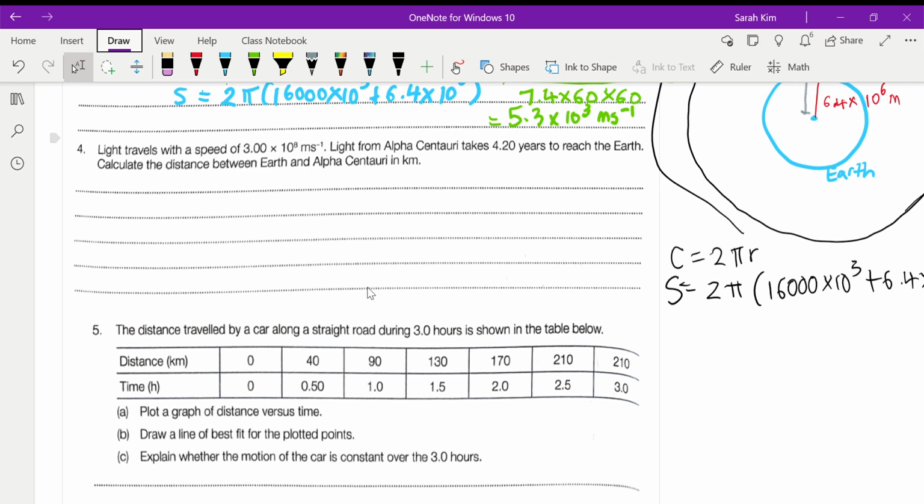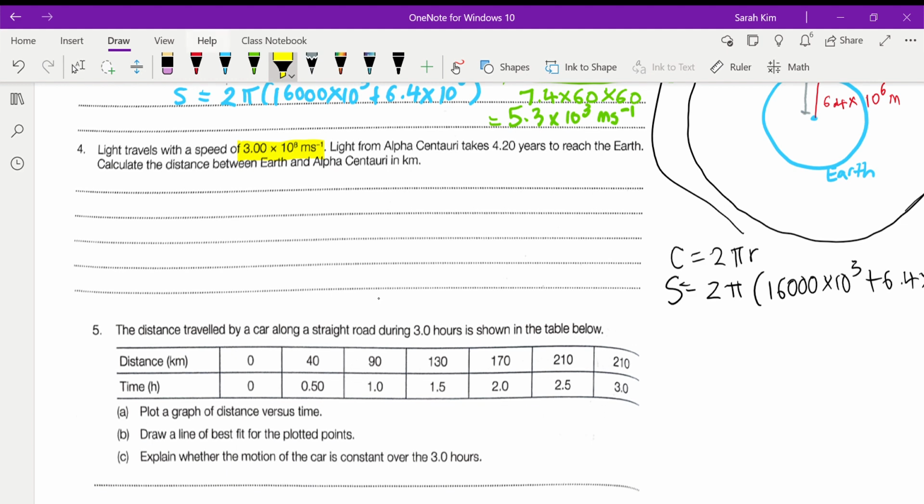Alright, for this one, light travels with a speed of 3 times 10 to the power of 8 meters per second. That's always going to be the same. That's on your note sheet as well. Light from Alpha Centauri takes 4.2 years to reach the Earth. Calculate the distance between Earth and Alpha Centauri in kilometers.